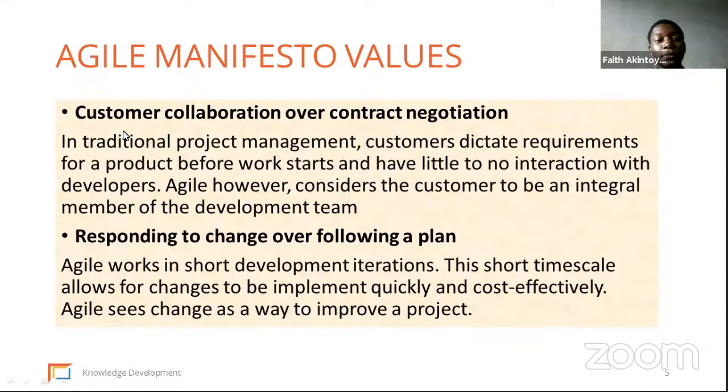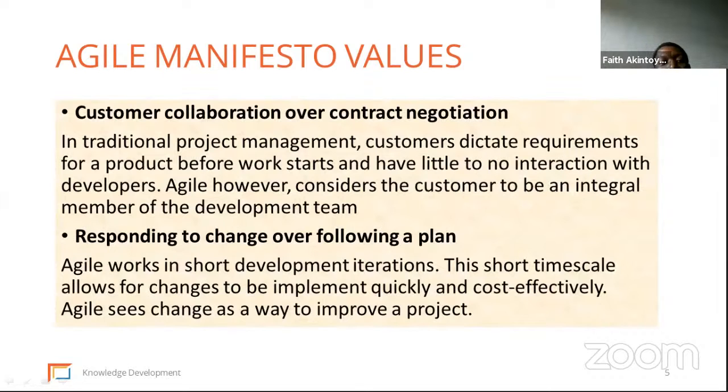As I was saying earlier, the agile model places premium quality on whatever the customer has to give to the project, and instead of following laid down rules or a plan, the agile model is very flexible. It is very adaptable. This short time scale allows for changes to be implemented quickly and cost effectively. So agile is more of a project oriented development model, and it works in short development iterations.